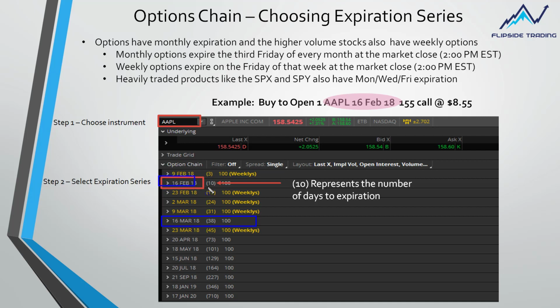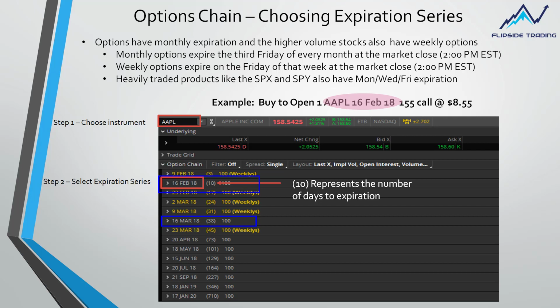There's the February monthly. There's the March monthly, right? And you can see down here, we got just monthlies after that. We don't have weeklies, okay? That's kind of the way it works. So the key thing is that monthly options expire every third Friday of every month at market close at 2 o'clock, okay? We also have weekly expiration. We'll take advantage of those quite a bit, okay?